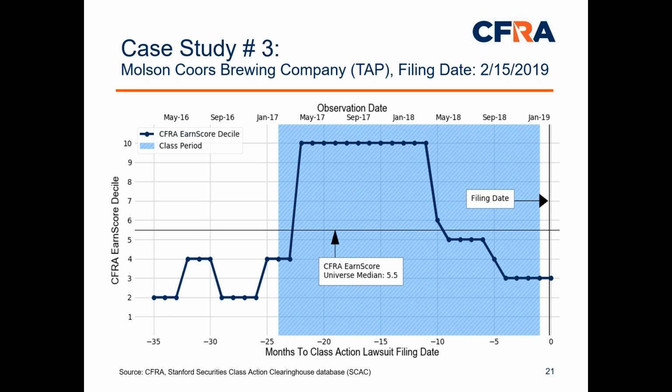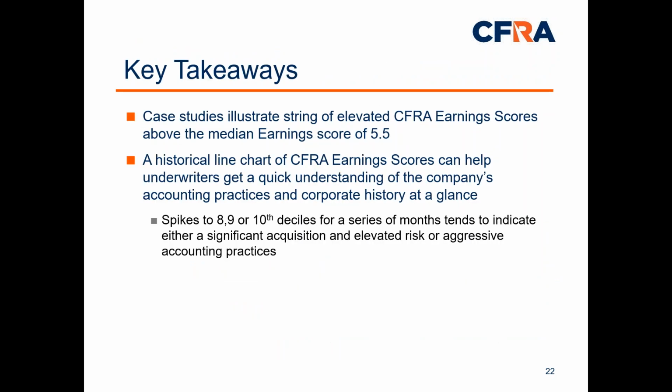Thanks, Stacy. That's right. The case studies, if I had to boil it down into two key points, are that there's elevated CFRA earnings scores above the median earnings score for a considerable period of time. The historical line chart of CFRA earnings scores can help underwriters get a quick understanding of the company's accounting practices historically, and even the corporate history, at just a glance. What you really should look out for is that spikes to the 8th, 9th, or 10th deciles for a series of months tend to indicate either significant acquisitions or an elevated risk of aggressive accounting practices.